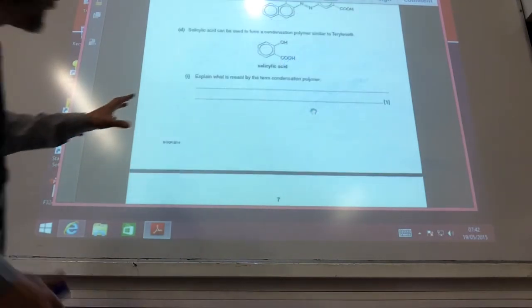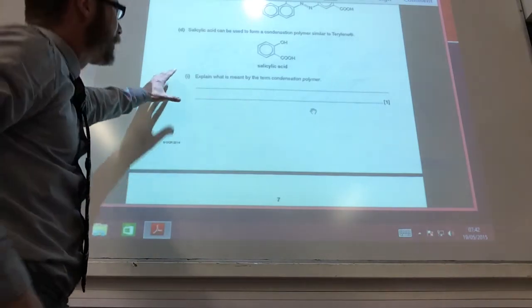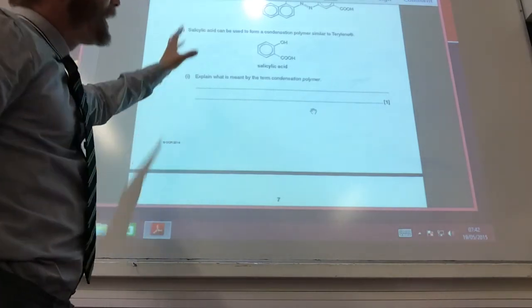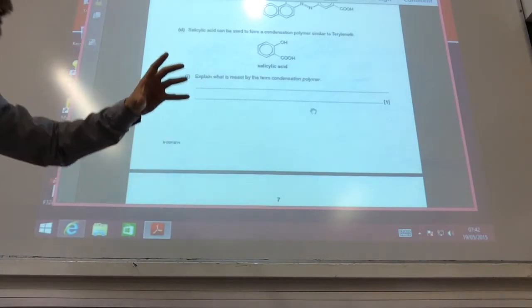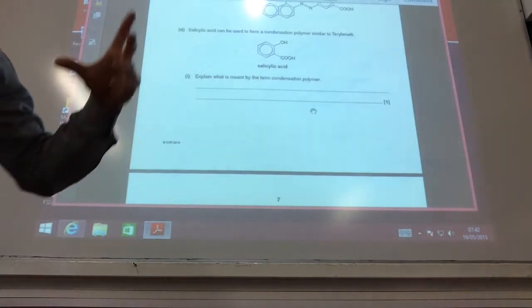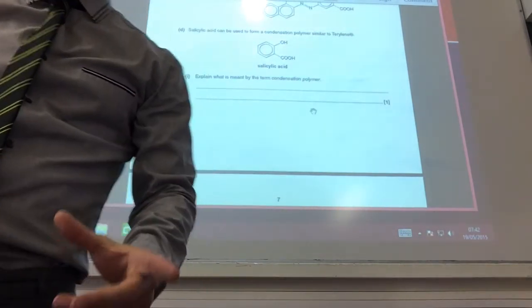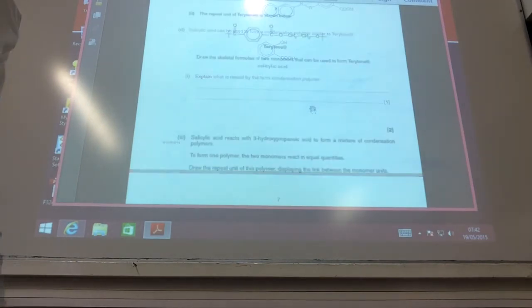Right, a little definition now. Well, first of all, salicylic acid can be used to form a condensation polymer. What is meant by the term condensation? Key thing: it's when monomers join together through the elimination of a small molecule. You've got to have that term monomer in there. So monomers joined together through the elimination of a small molecule.